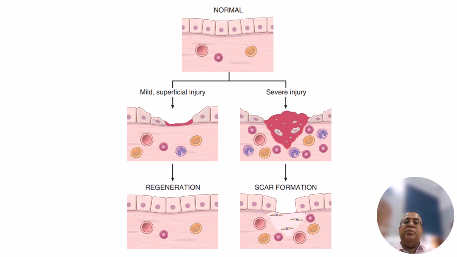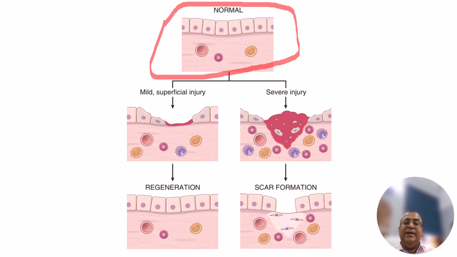So this picture from Robbins is showing the normal architecture and effects that result in regeneration and scar formation. If there is mild superficial injury, only the epithelium is damaged and the underlying connective tissue is intact, and there is proliferation of the surviving epithelial cells, activation of the basal cell stem cells that are present in the basal layers of adnexal structures such as hair follicles, and there will be restoration of the normal function and architecture, such as happens in superficial skin abrasion and mild hepatic injury.